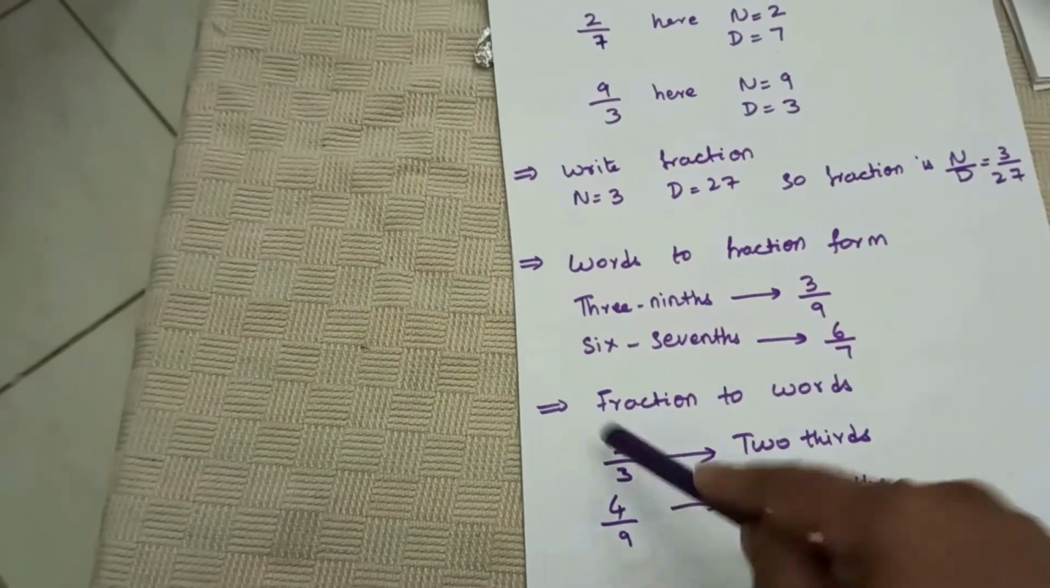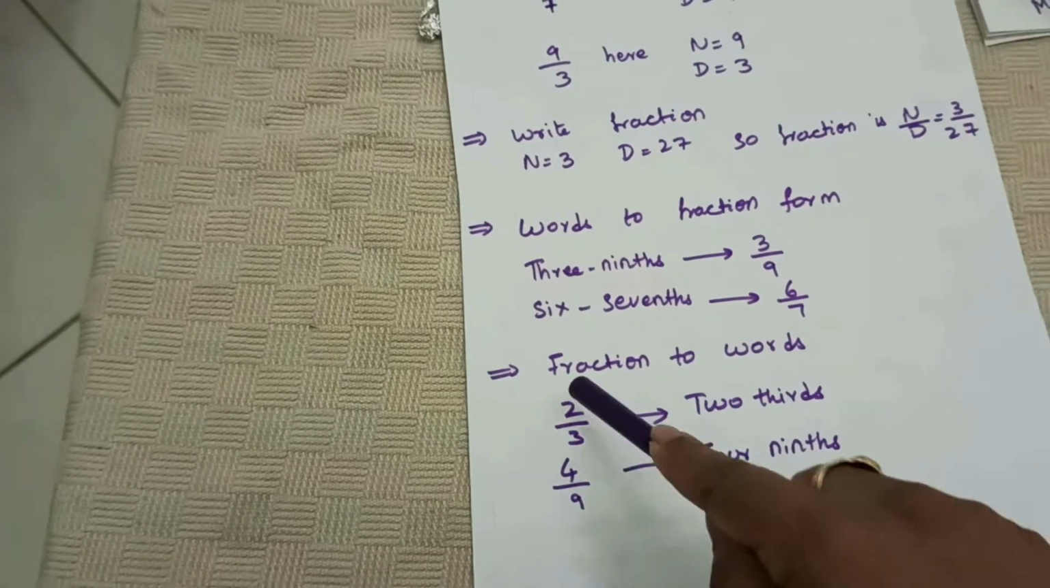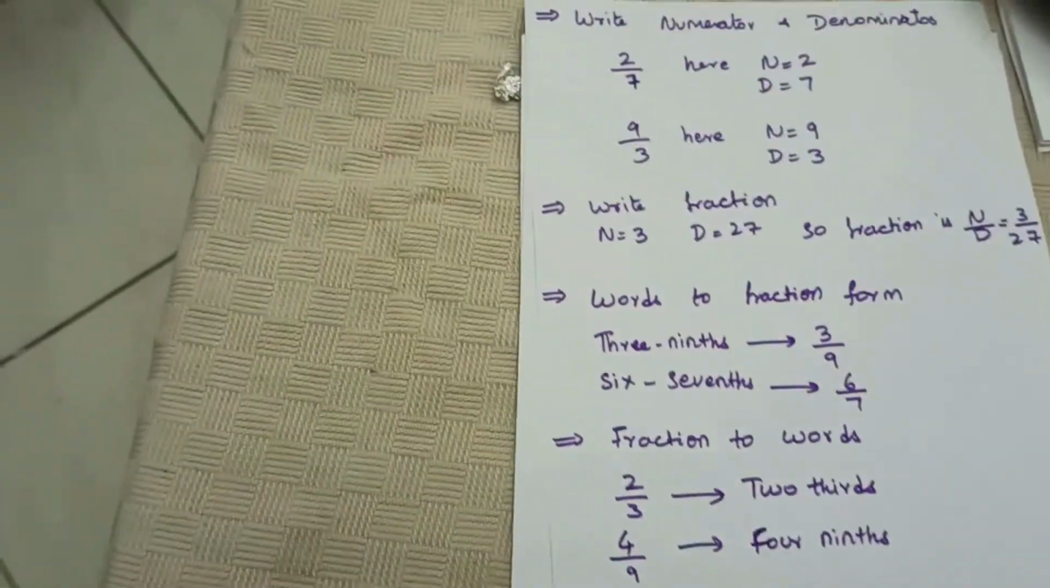Then, sometimes they will give a fraction and they will ask you to write it in words. So, 2 by 3, 2 thirds. 4 ninths.